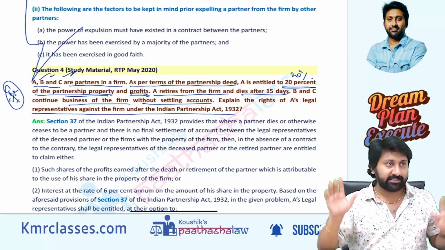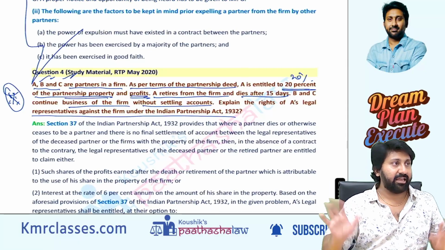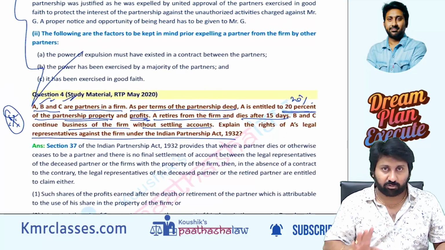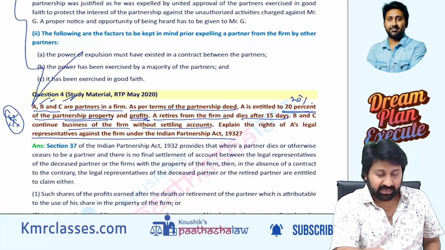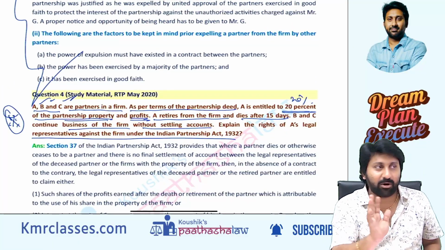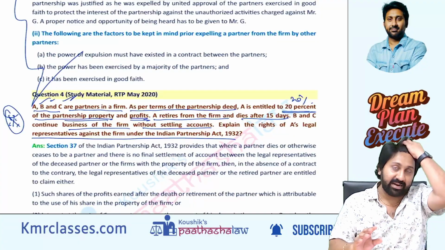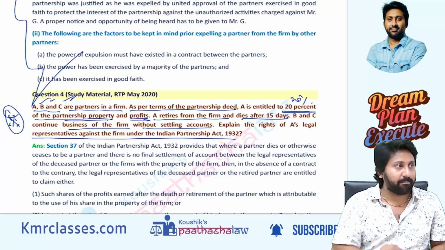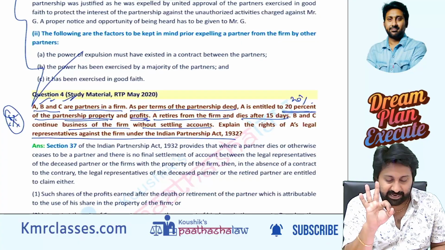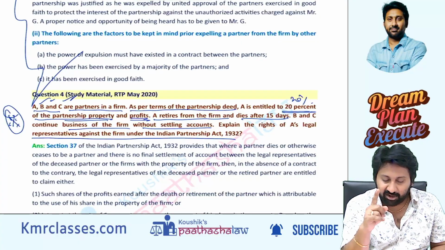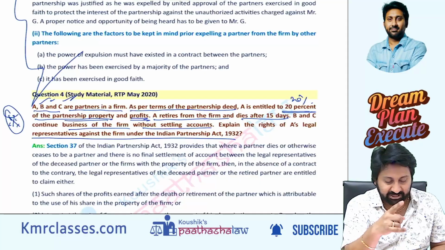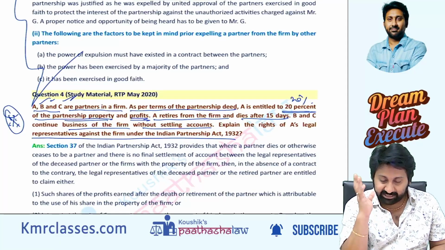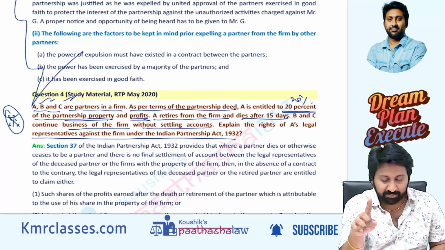Please look at the scenario first. As per Section 37, listen carefully. Expected question again. Expected means important question. I am not expecting anything, nothing can be expected in the exam. So what is important in this connection? There are 3 partners, A, B and C. A is entitled to 20% in the profit share and also partnership property. A retires and dies in 15 days. B and C continue the business without settling accounts.